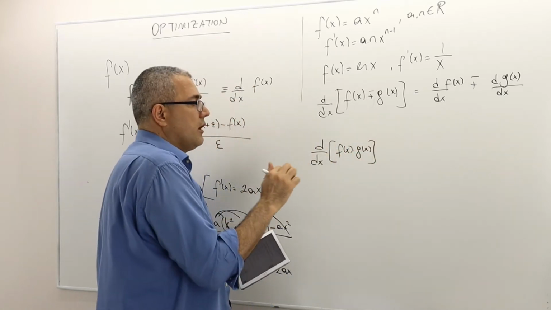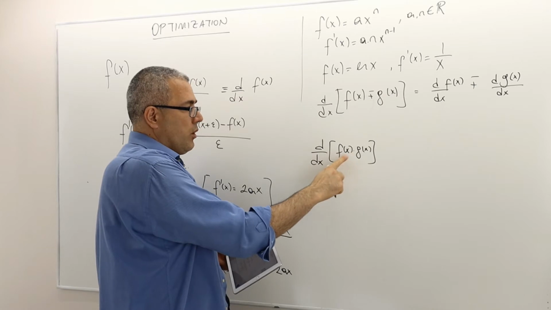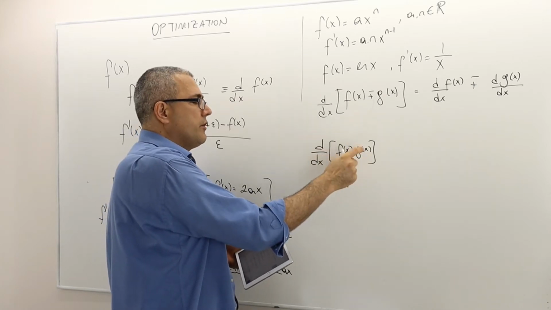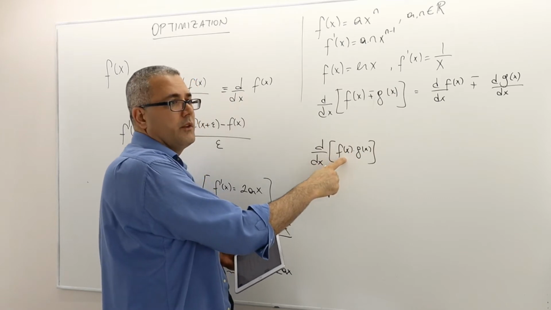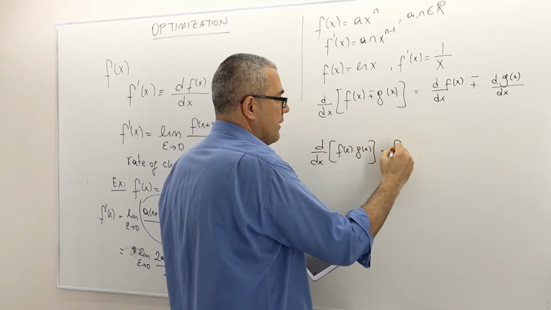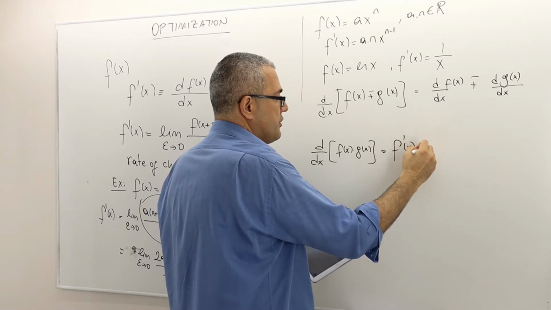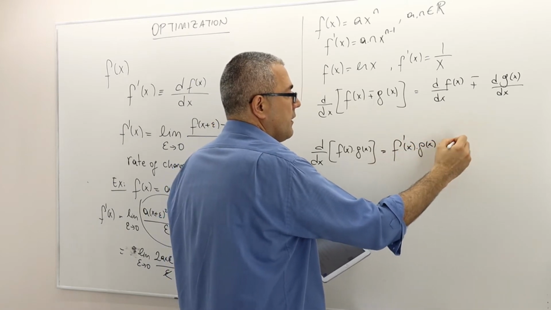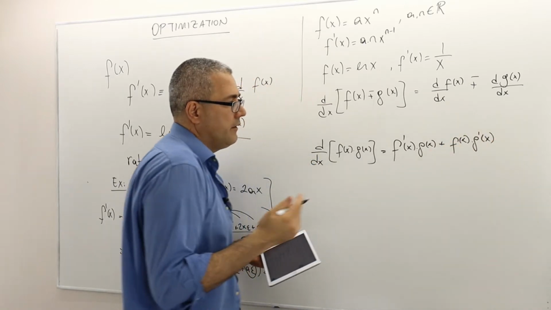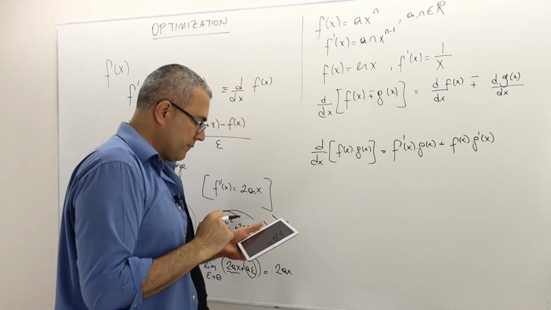If this is the case, we first take the derivative of the first one and multiply it by the second function, plus we take the derivative of the second function and multiply it with the first one. So it's basically f prime of x times g of x plus f of x times g prime of x. As simple as this.